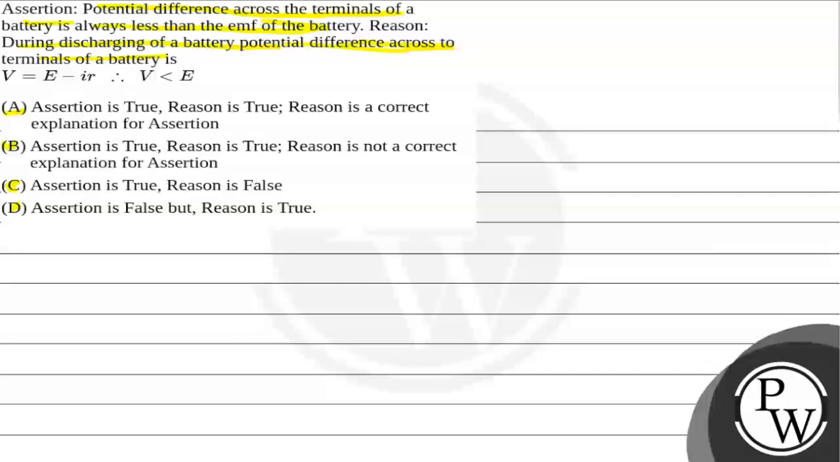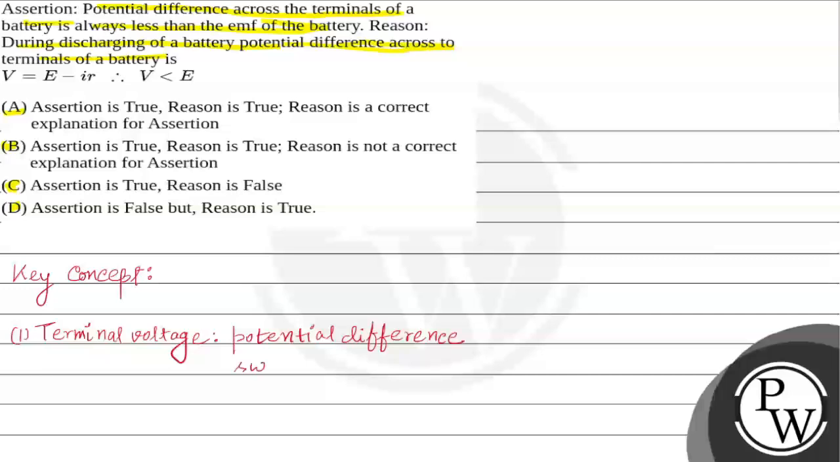First of all, we need to know the key concept. In this concept, mainly we have to know two terminologies well, that is terminal voltage and EMF. So terminal voltage is the potential difference across the terminals when the switch is on.